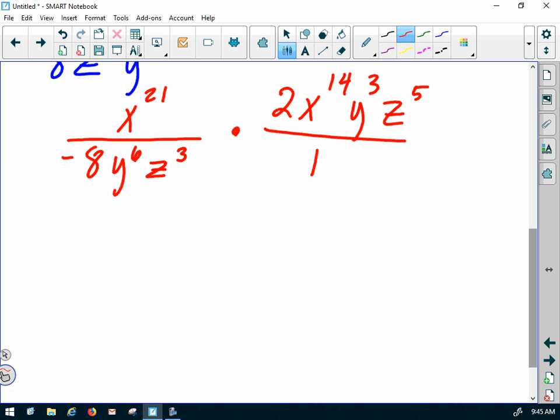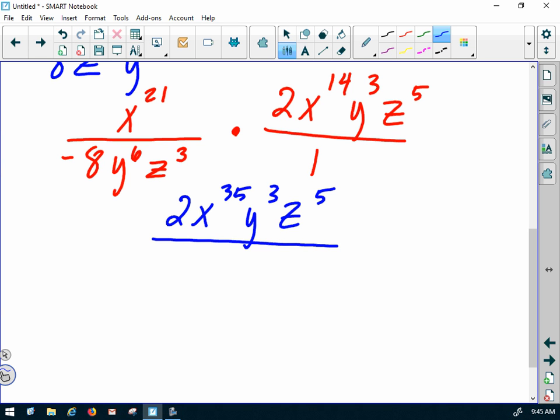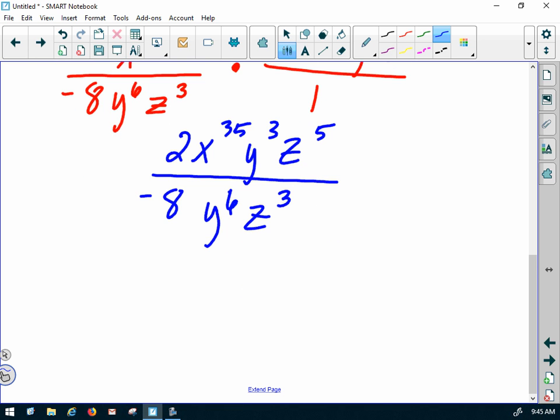So what have I got? 2x to the 35th, y cubed, z to the 5th, over 8y. I know this one is tedious. If you can do this one, you can do any of them.